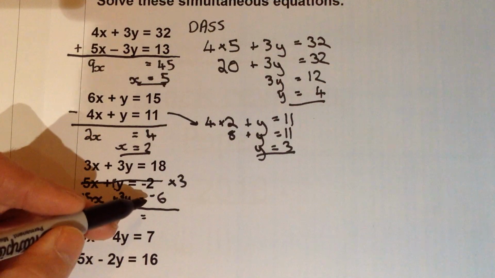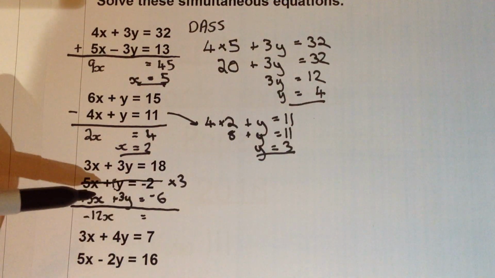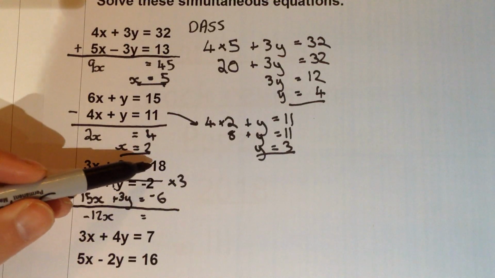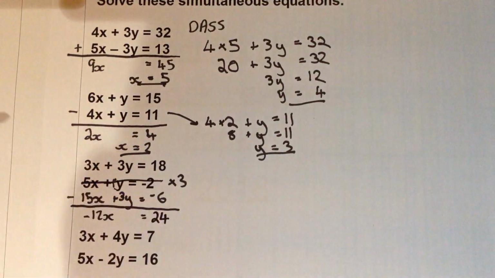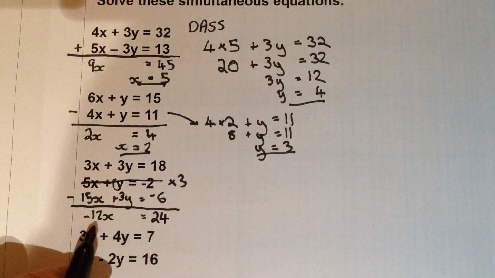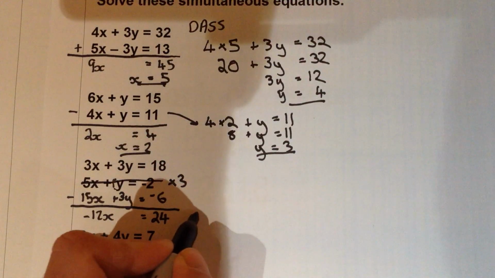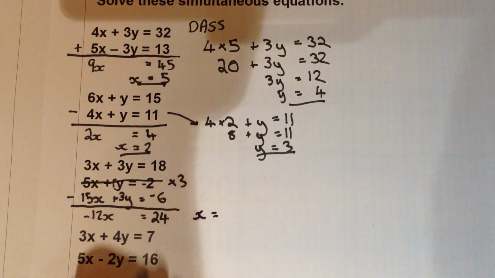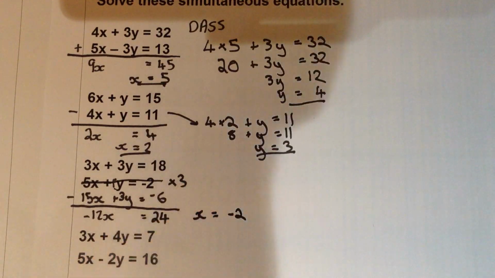8 minus negative 6, I'm doing 18, sorry, take away a negative number. So that's the same as doing 18 add 6 would give me 24. I would then have to divide both of these by negative 12. So that would give me x is equal to 24 divided by minus 12 is minus 2.